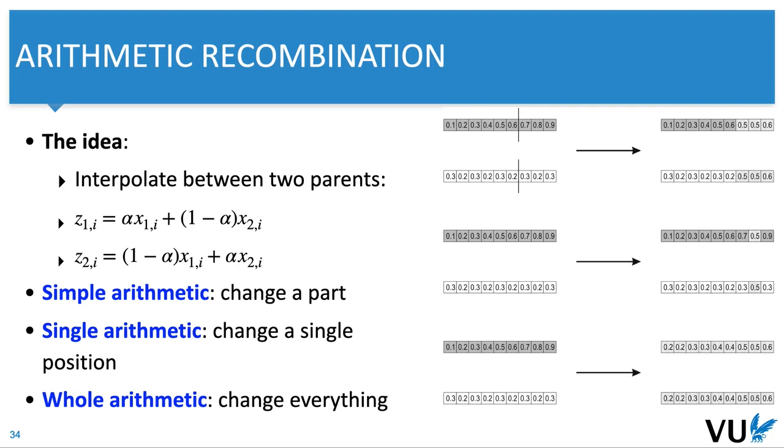Single arithmetic. So this was simple arithmetic. Single arithmetic is that we just take one single position and we calculate, for instance, the average, right? And whole arithmetic is that we just take two parents and we calculate the average or this interpolation of these two, and then we get this one single new individual. Okay.